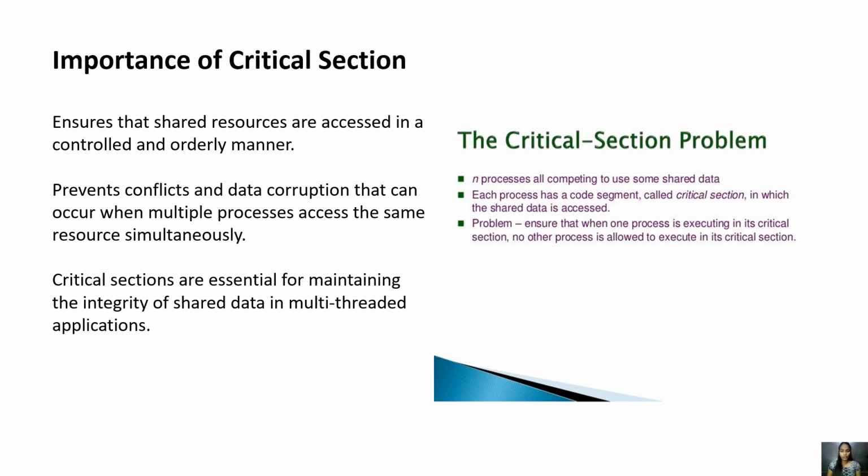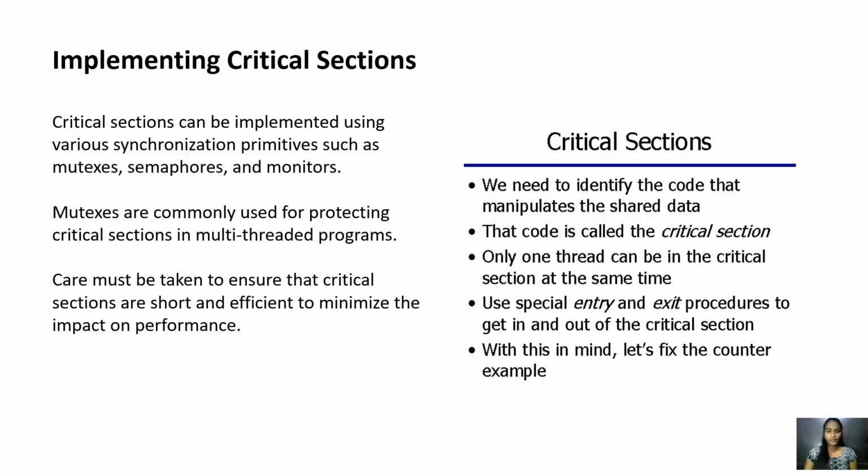The critical section problem: n processes are all competing to use some shared data. Each process has a code segment called the critical section in which the shared data is accessed. Problem: ensure that when one process is executing in its critical section, no other process is allowed to execute in its critical section.